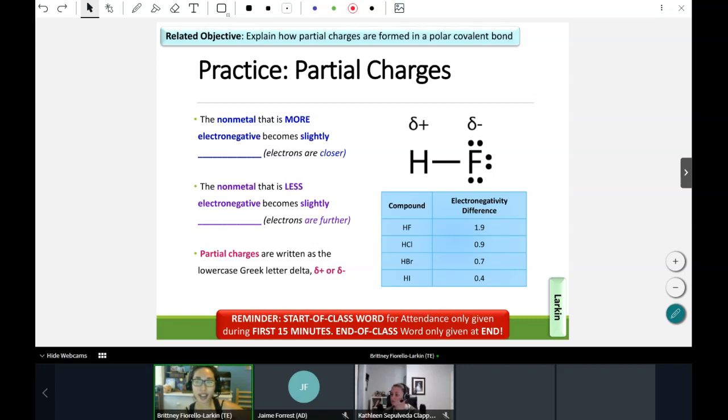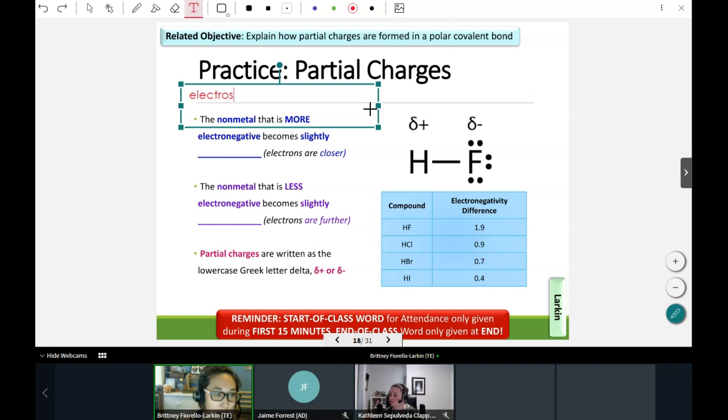All right, so let's go ahead and actually practice this, okay? So a nonmetal that is more electronegative, what do we think it's going to become? Slightly positive or slightly negative? Let's talk about this. Remind me again, in the chat box, electrons have what charge? Are they positive, negative, or neutral? Again, we've talked about protons, neutrons, and electrons in atoms. When we talk about bonding, we're talking about electrons. Yes, electrons are negative.